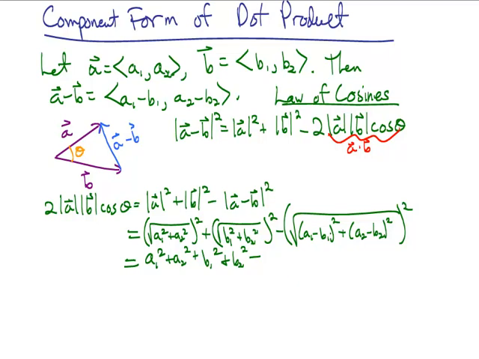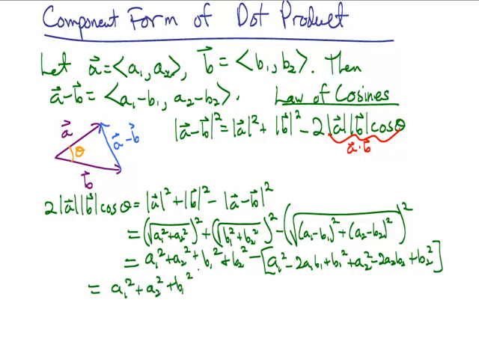When I square this quantity, remember, we have A1 squared minus 2A1B1 plus B1 squared plus A2 squared minus 2A2B2 plus B2 squared. All right. Distributing this negative sign through, I have A1 squared plus A2 squared plus B1 squared plus B2 squared. Let's see, minus A1 squared. Minus and minus makes that a plus.